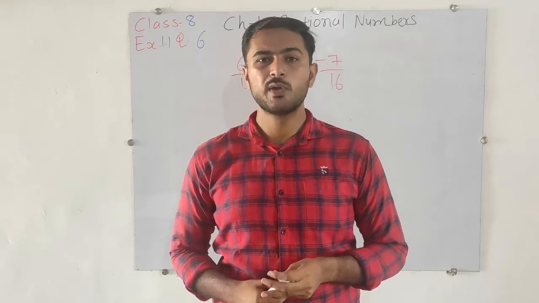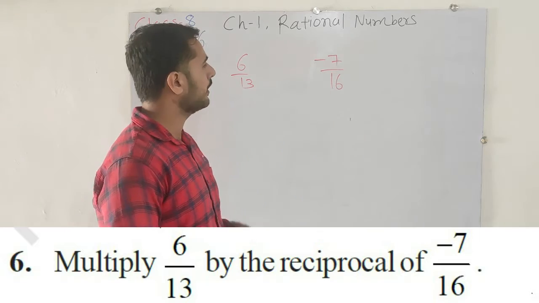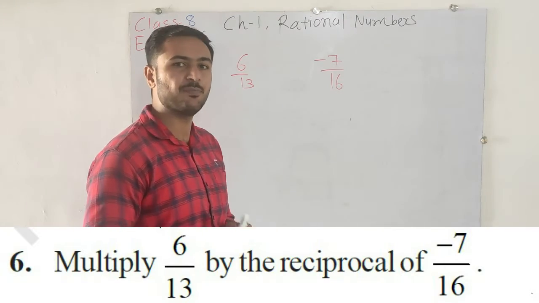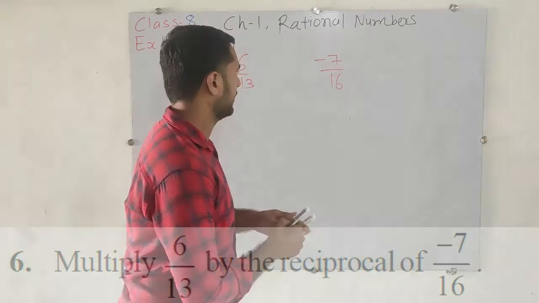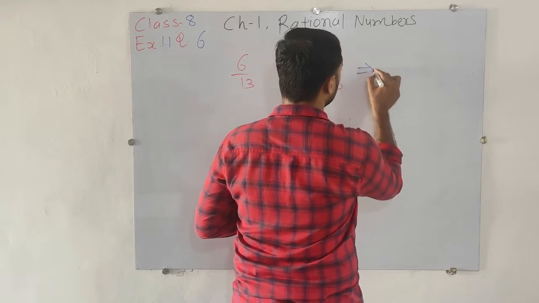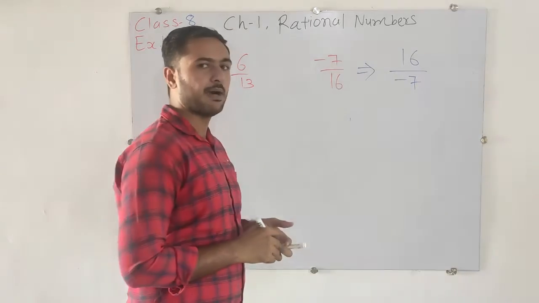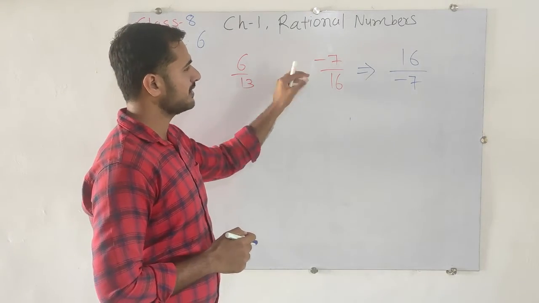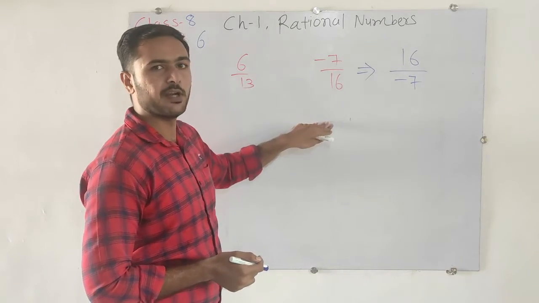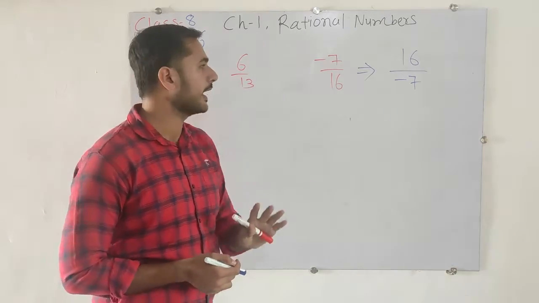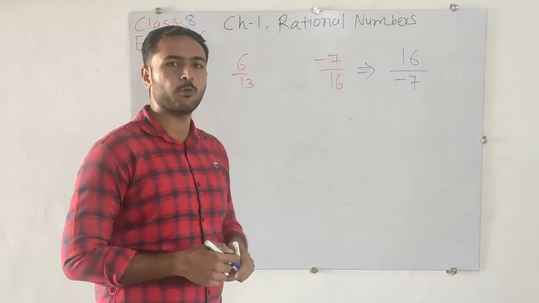Now in question number 6, we have to do multiplication of 6 upon 13 with the reciprocal of minus 7 by 16. It means first of all we need to find the reciprocal of minus 7 by 16. So that will be 16 upon minus 7. What we'll do, we'll just shuffle the numerator and the denominator. Numerator becomes denominator and denominator becomes numerator. So here we found the reciprocal of minus 7 by 16, that is 16 upon minus 7.